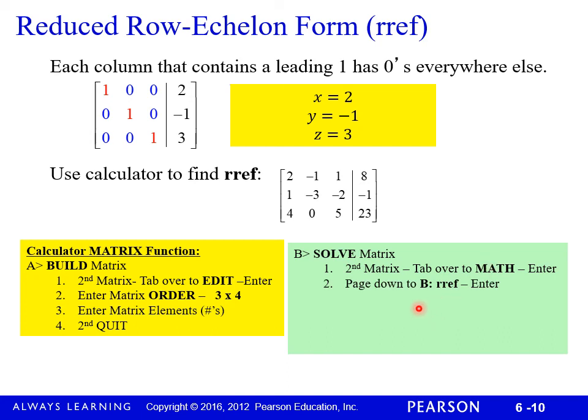Now this will give you a menu with a bunch of different functions. So page down until you hit item B, which is RREF, which stands for reduced row echelon form. Once you hit B, hit enter. Now you've got this RREF on the screen of your calculator, and you have to tell it which matrix you want to reduce to row echelon form. So hit second button, hit the matrix button, and now you should just be able to select matrix A or wherever you entered that matrix and hit enter again.